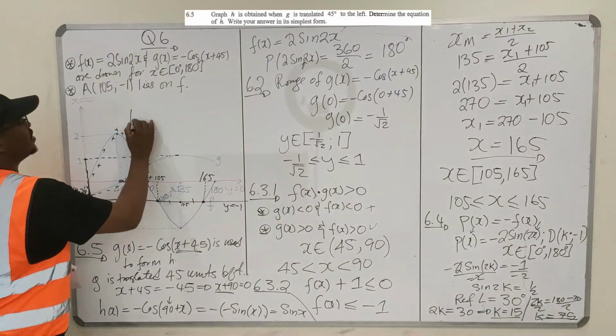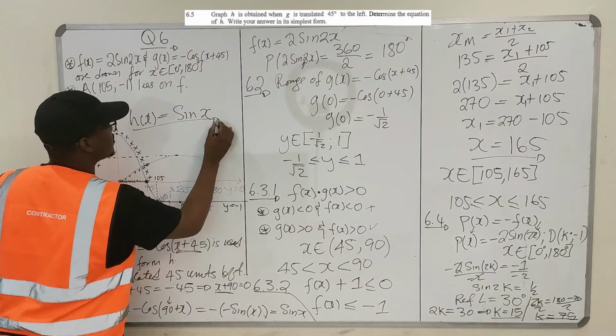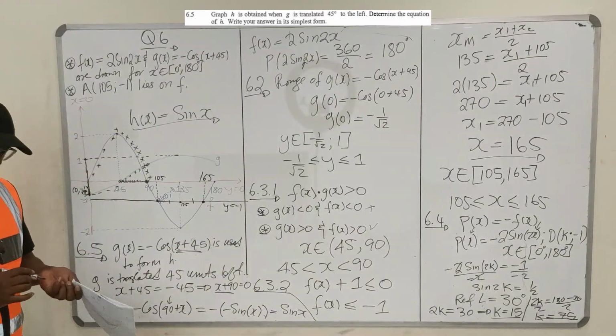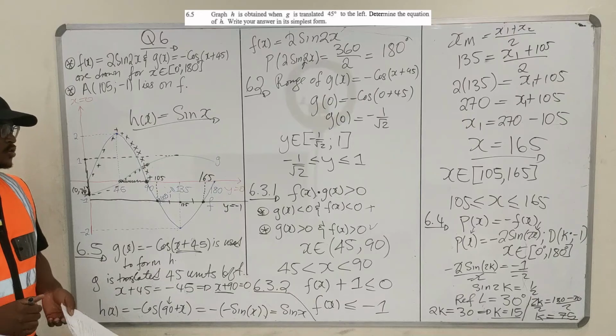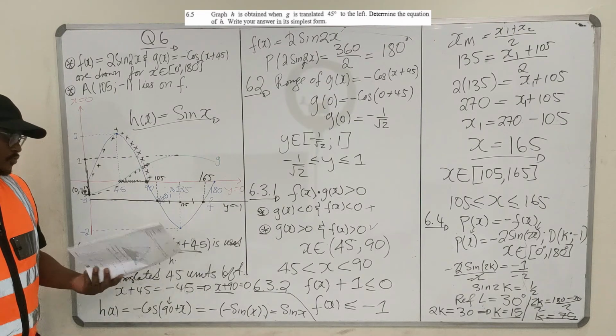So your new function, h of x, is equal to just a sine function of x, which I like calling the natural sine. So I think we're done here. Thank you for watching. Now we'll move to question 7.